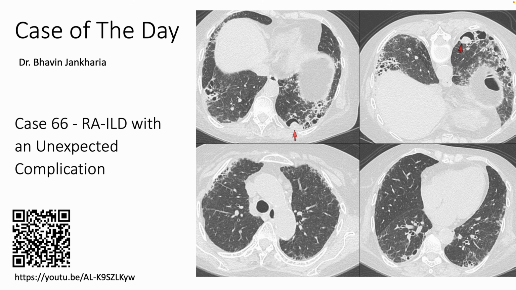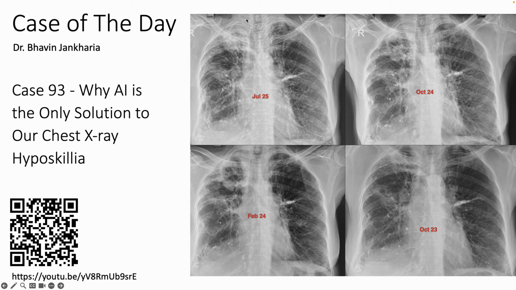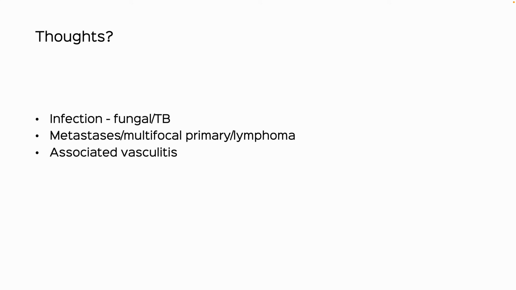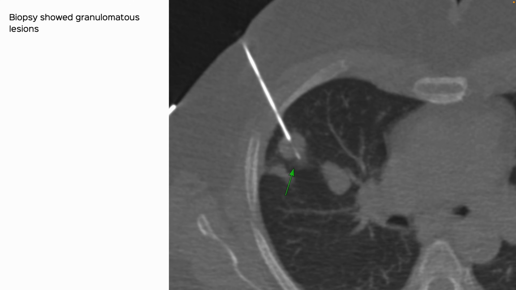Clearly, these are different. This was ILD with honeycombing with a fungal ball, which I talked about again as case 93. But this patient doesn't even have ILD. It's just multiple cavitated, non-cavitated nodules. And so we would consider infection, either fungal or TB, mets, multifocal primary lymphoma, or associated vasculitis, or rheumatoid nodules. We used to use the term necrobiotic nodules in the past, but the idea would be just rheumatoid nodules.